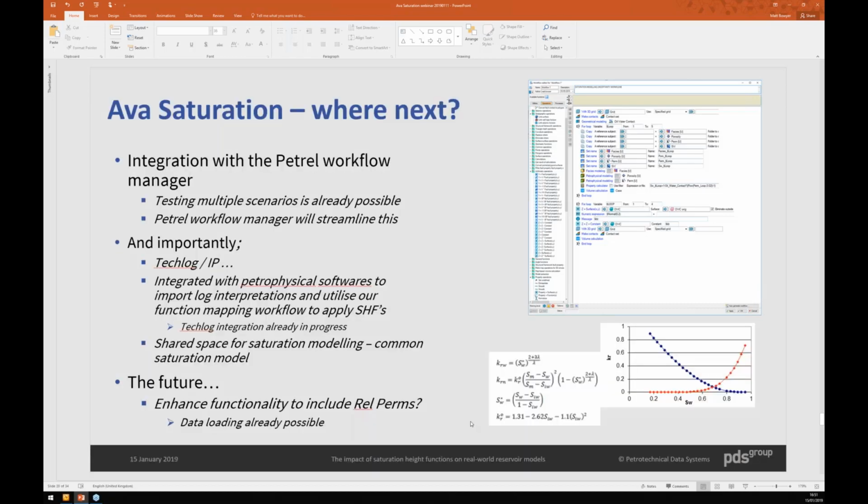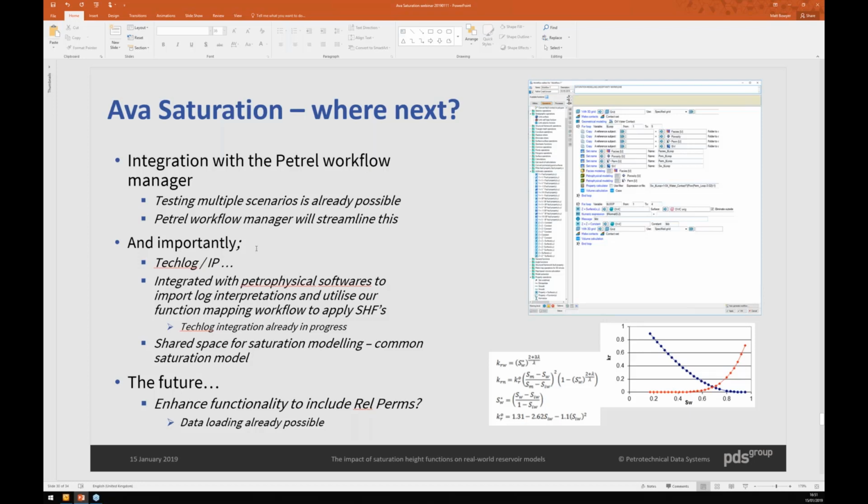It's interesting that we've had some suggestions for relative permeability curves. That's certainly on the list. I'll come to that in a moment. The first thing that we're currently working on is the integration with Techlog and petrophysics. We're starting with Techlog at the moment, basically because we have a very clever developer in house who has a lot of experience with Techlog.